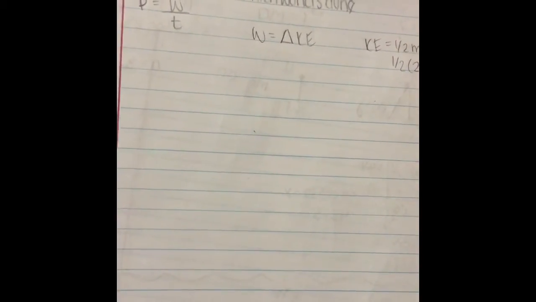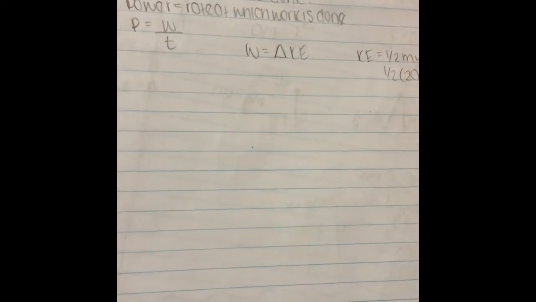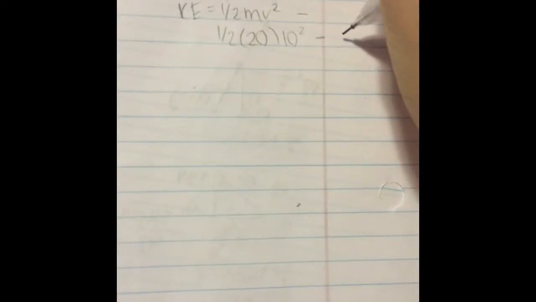So the formula for kinetic energy is equal to 1/2 mv squared. So the mass stays the same throughout. So the mass is just 20 and 1/2. And the initial velocity was 10. And then they said that it changed to 12 after.